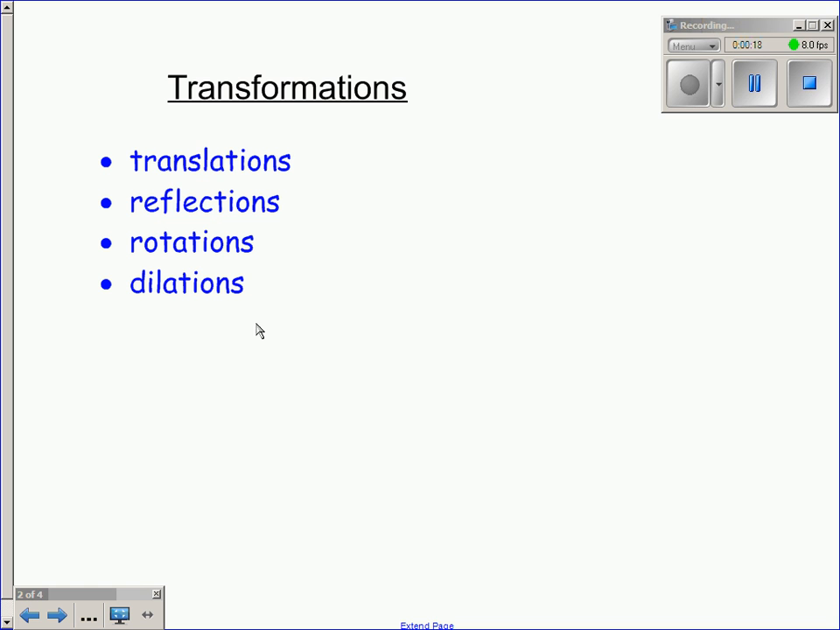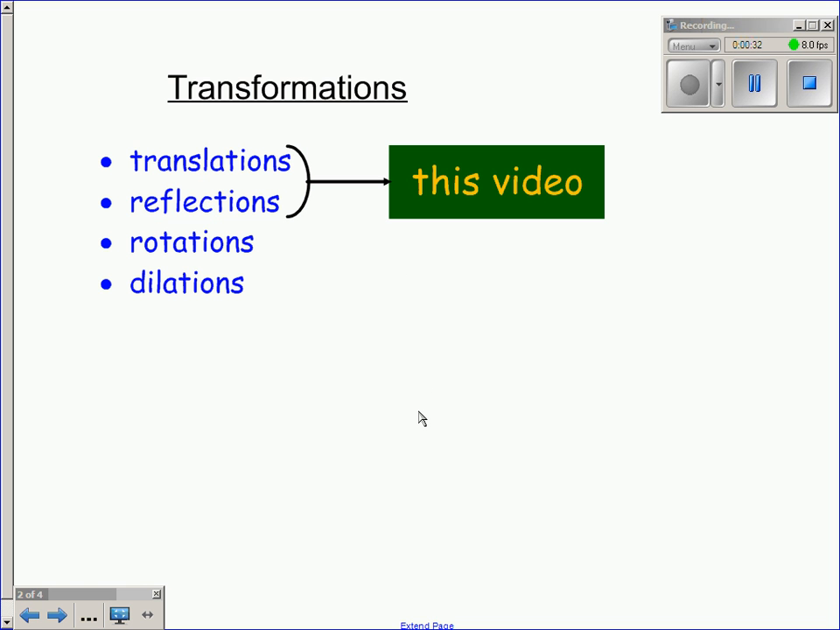Today we are going to be talking about several types of transformations. There are four main types: translations, reflections, rotations, and dilations. I want to focus today with this video on translations and reflections. In our next video, we'll talk about rotations and dilations.